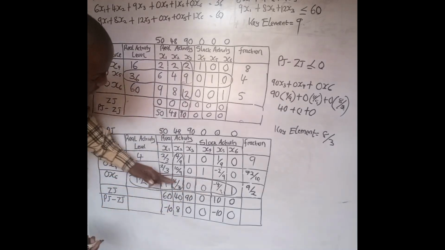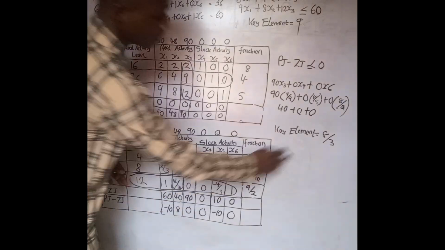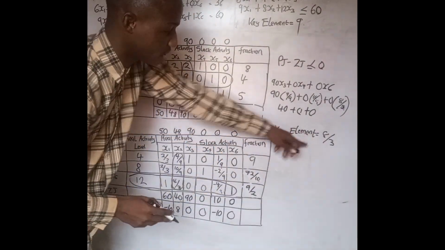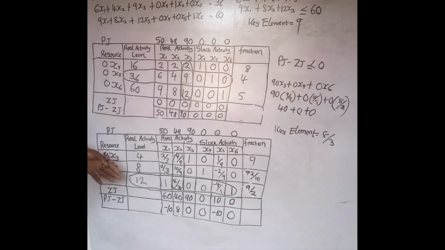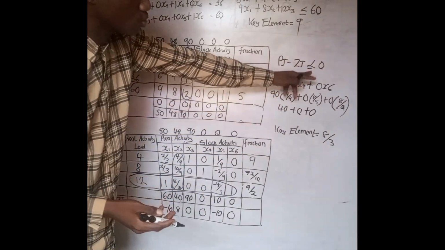If you look at the element that intercepts both the key column and the key row, the element is 8 over 3. So my key element will be 8 over 3, as I've written here. Now, I told you that before we can obtain an optimal solution, the value of our pj minus zj must be less than or equal to 0, as I've written here.